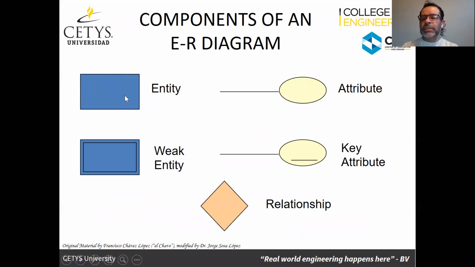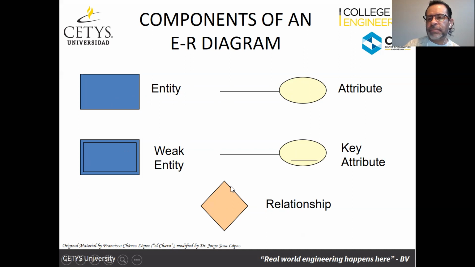First, entities are represented as rectangles. The name of the entity, we put inside the rectangle. A weak entity, remembering a weak entity is an entity that does not have an attribute that can be used as a primary key, is represented as a rectangle that has another rectangle within it.